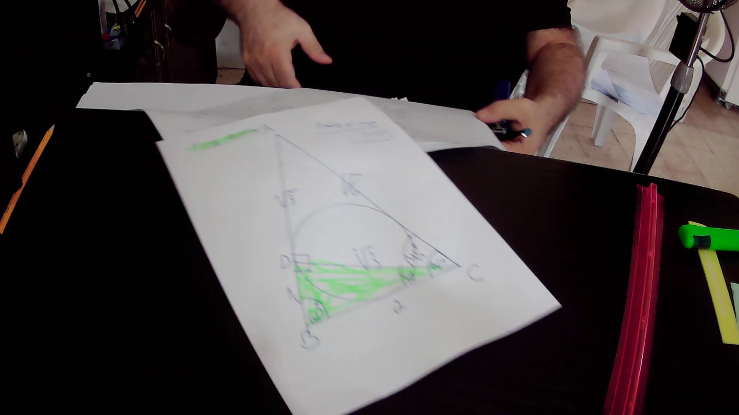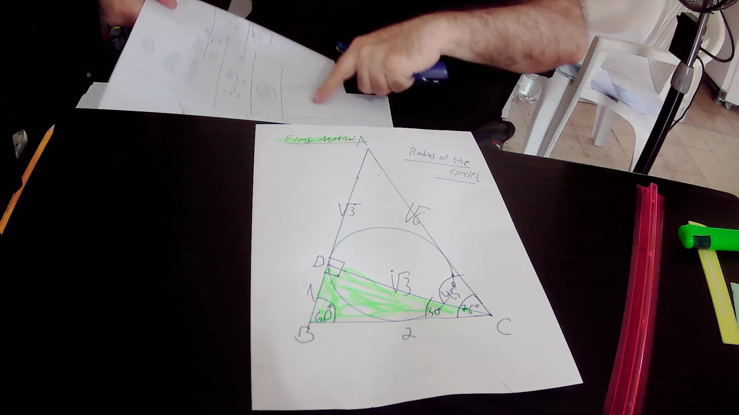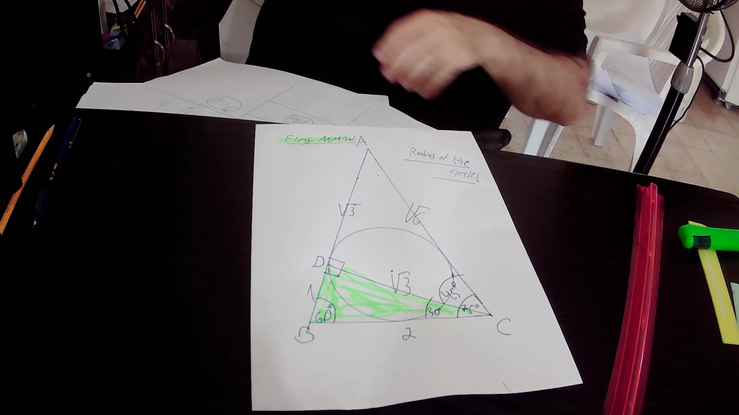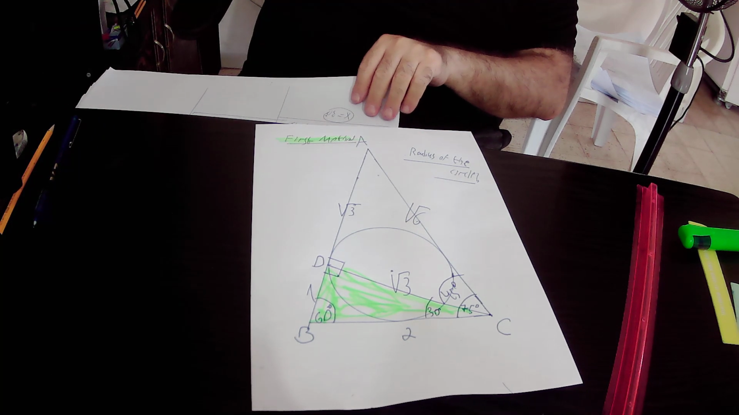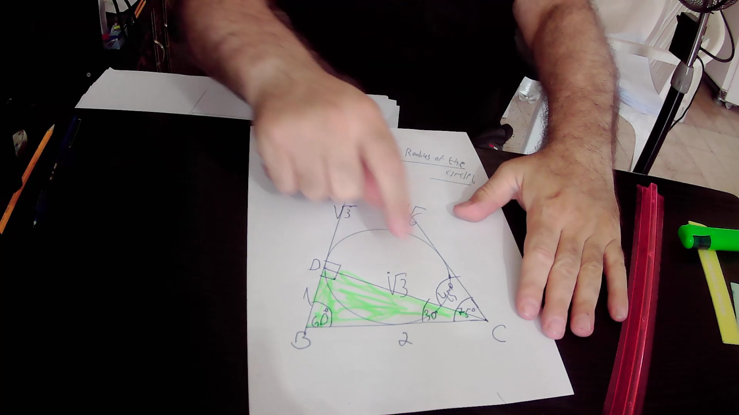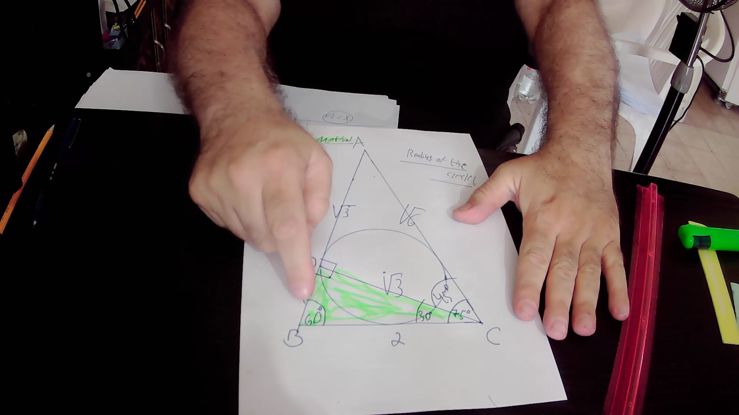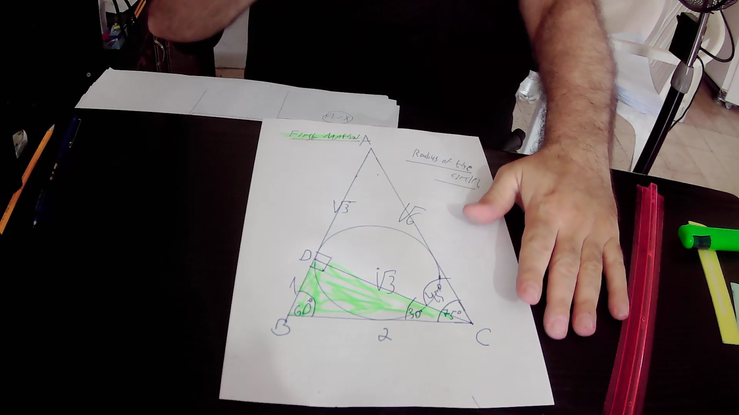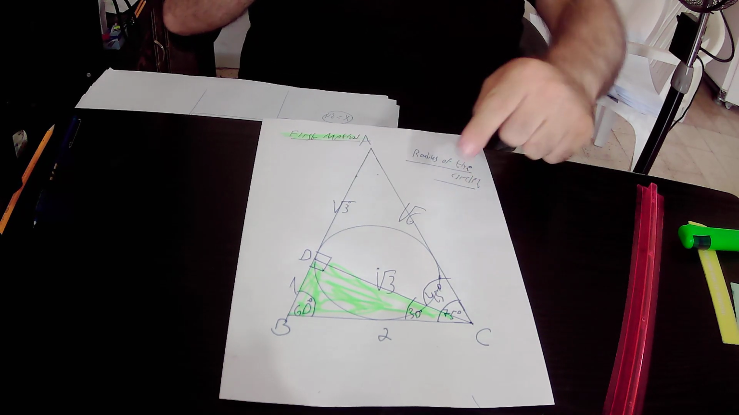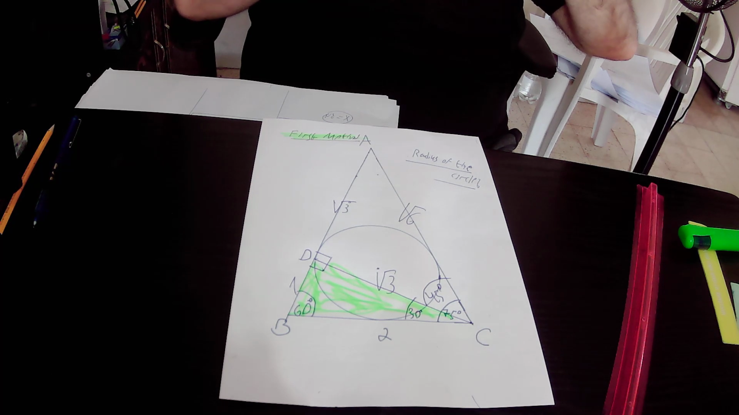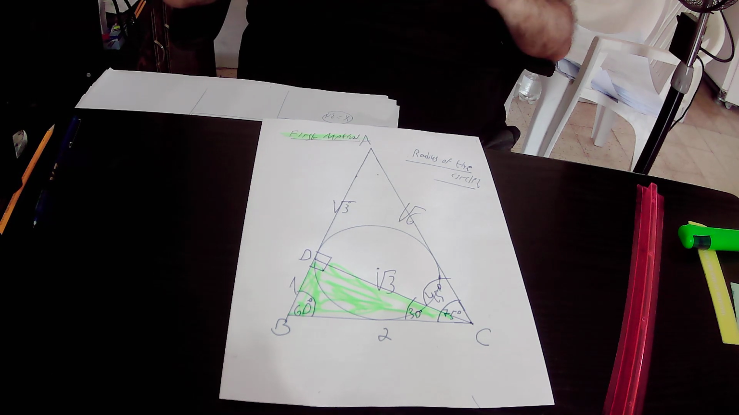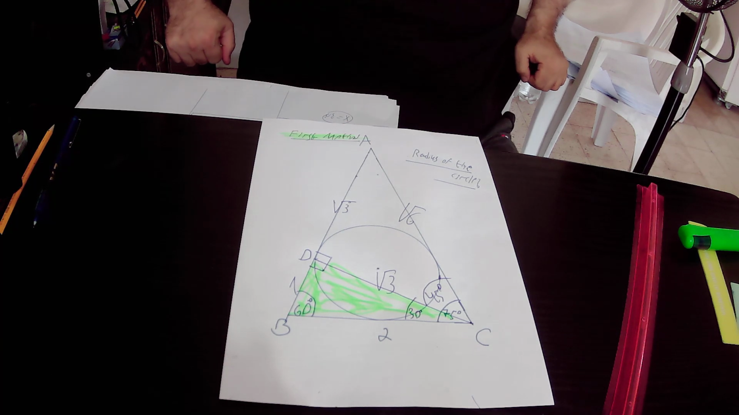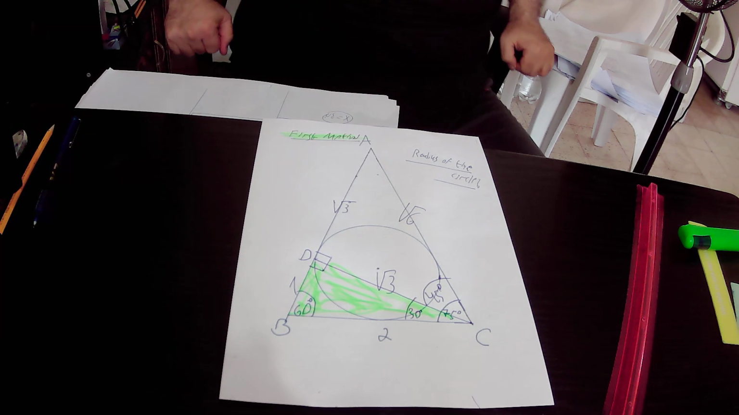So in the drawing, we have triangle ABC. Side BC equals 2 units, angle ABC equals 60 degrees, angle ACB equals 30 degrees, and our mission is to find the radius of the circle that is described by triangle ABC. We started with the first method.